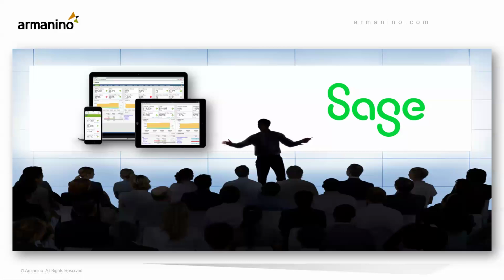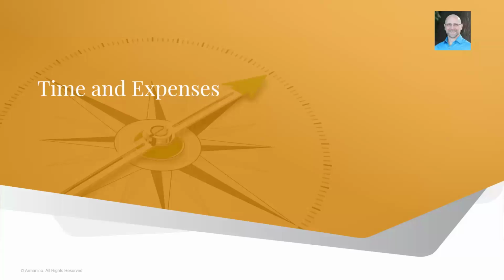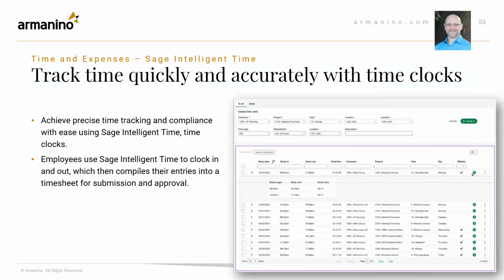All right, time and expenses. So now, in terms of Sage Intelligent Time, you can track time quickly and accurately with time clocks. Now, I can't tell you how many times I've been asked, can you do start, stop, clock in, clock out? And for years, I've had to say no, and now I finally get to say yes. So I am super excited about this.